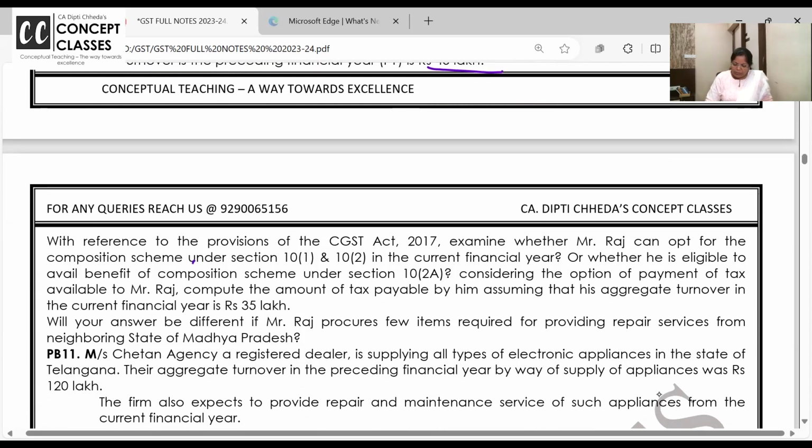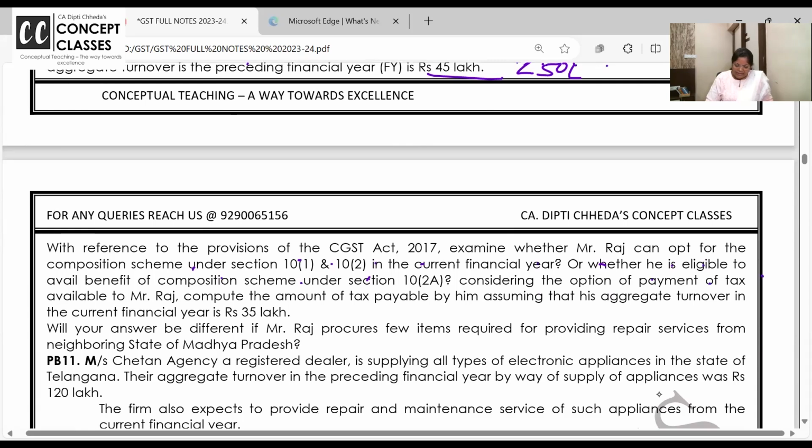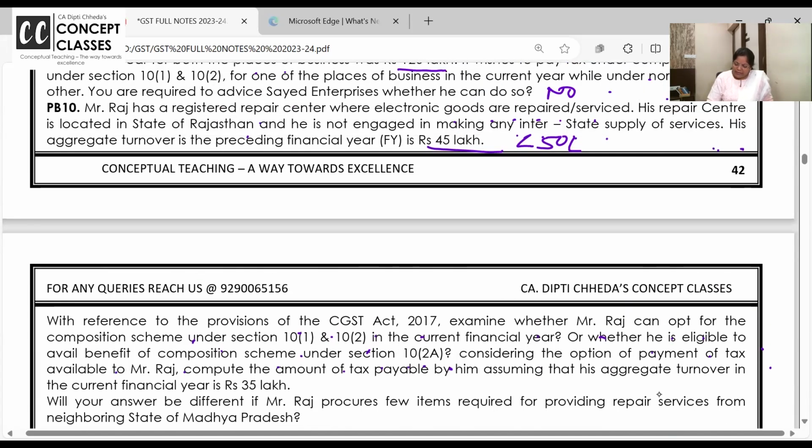With reference to the provisions of the CGST Act, examine whether Raj can opt for composition scheme under 10-1-10-2. Yes, of course, because his turnover is less than 50 lakhs. Or whether he is eligible to avail benefit of composition scheme under 10-2A. Okay, so if he is only into services, which scheme he will go? 10-2A.